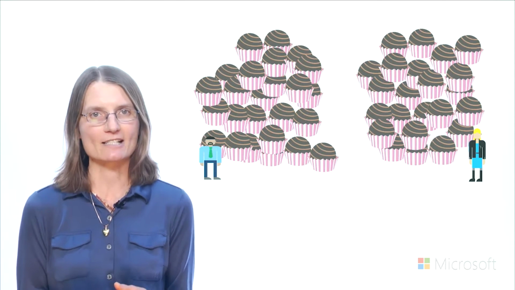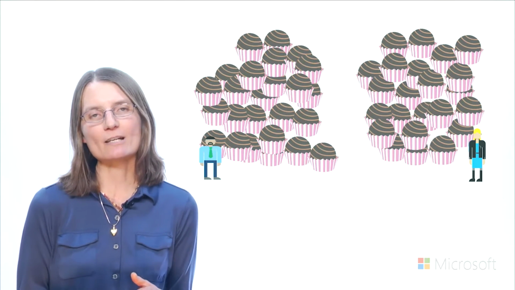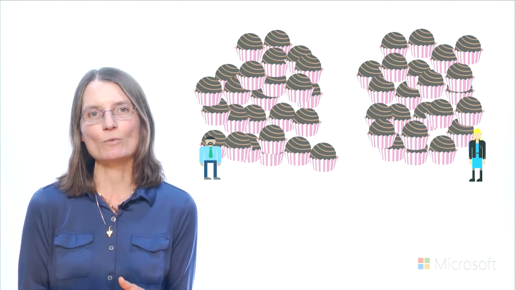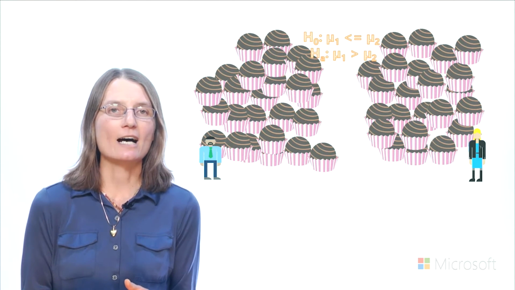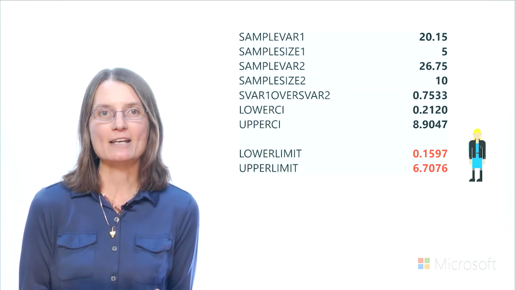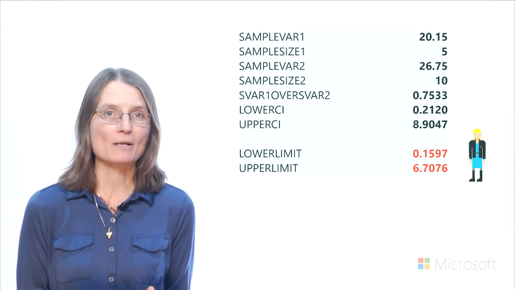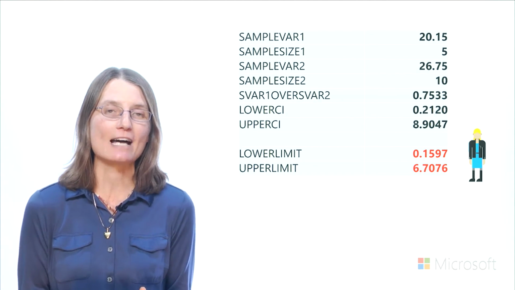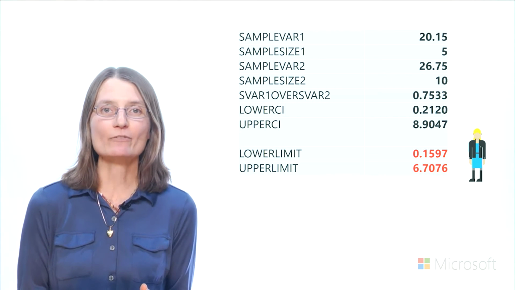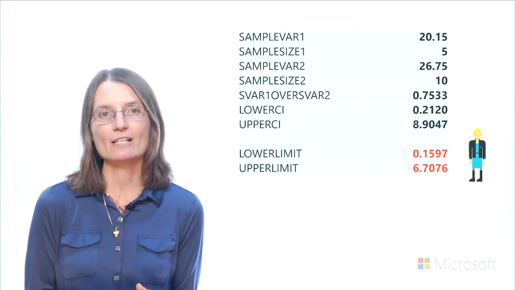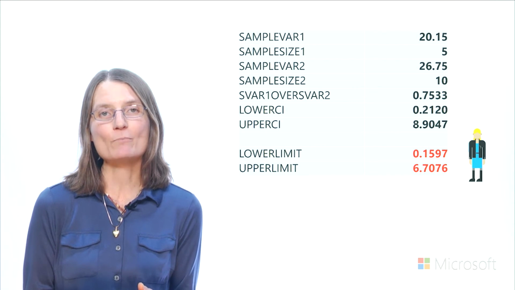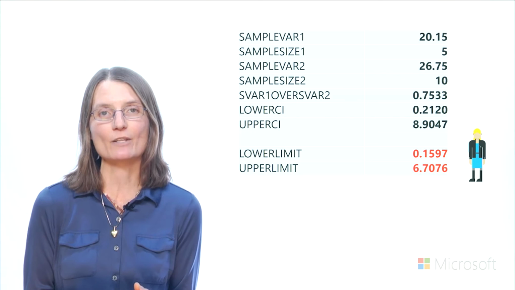Let's look at our cupcake example. Recall that we were interested in comparing the number of cupcakes purchased by men and women during the month of February. In this example, we'll leave the means as 65.25 for men and 62.09 for women, but we'll change the sample sizes to 5 men and 10 women. The sample variance for men is 20.15, and for women it's 26.75. Using an alpha of 0.05, do men purchase more cupcakes in February than women do?